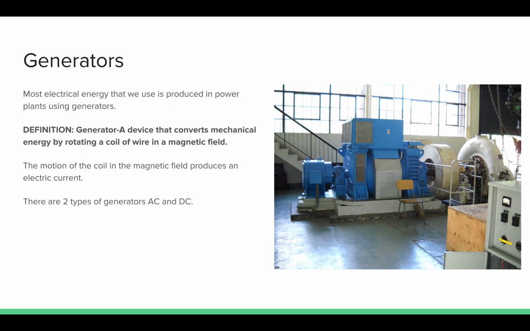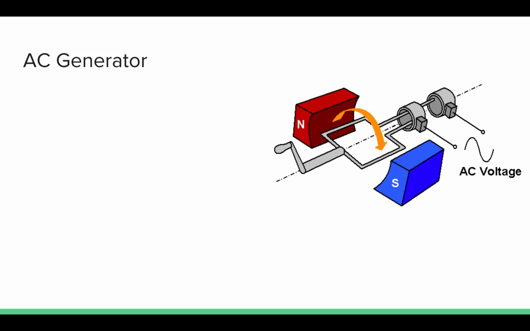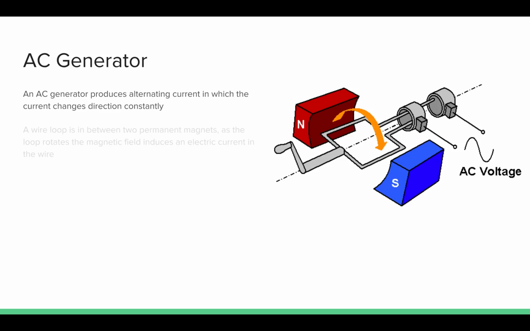There are two types of generators, AC and DC, or alternating current and direct current. We talked about alternating and direct current in our electricity unit, and so now we're going to talk about how those things are made. So let's talk about how an AC generator works first. An AC generator produces alternating current in which the current changes direction constantly. A wire loop right here is placed between two permanent magnets, North Pole, South Pole. As the loop rotates, the magnetic field induces an electric current in the wire.